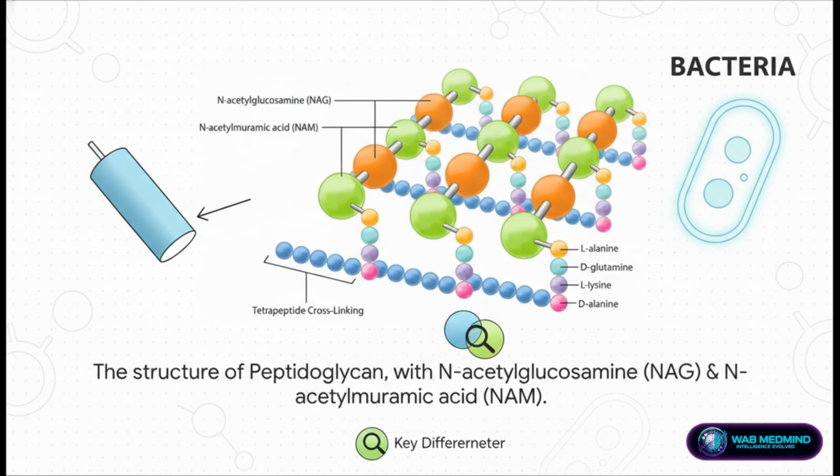Let's just take a slightly closer look at that bacterial cell wall. The main component, peptidoglycan, sounds complicated, but it's really just a unique polymer. It's made of these 2 alternating sugars, you'll see them called NAG and NAM, that are then linked together. This complex structure is totally unique to bacteria, which is why it's often the target for antibiotics.